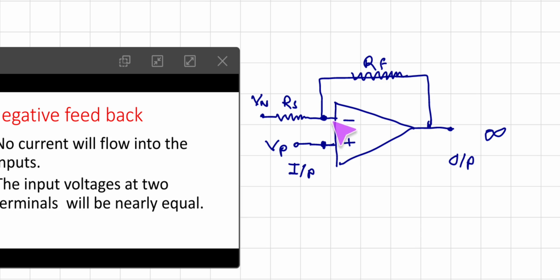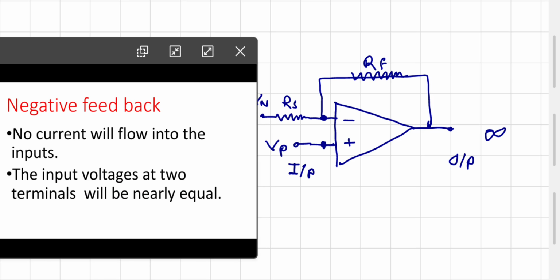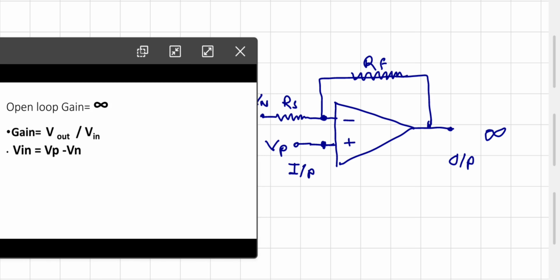So the input voltages at the two terminals will be nearly equal. This is the concept of negative feedback. We'll see it in detail while considering virtual ground. Then open loop gain is infinite, that we already saw, that is gain equals Vout upon Vin. So these are the ideal characteristics of an ideal operational amplifier. Okay, thank you.